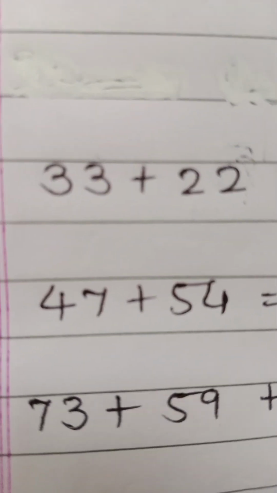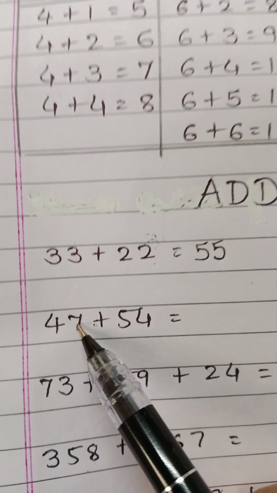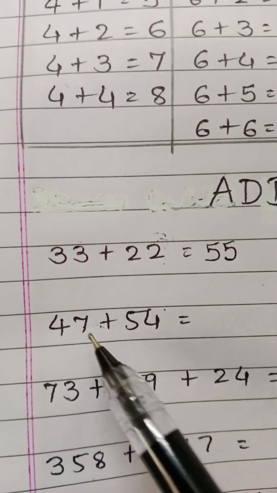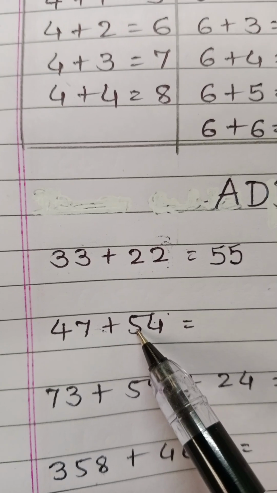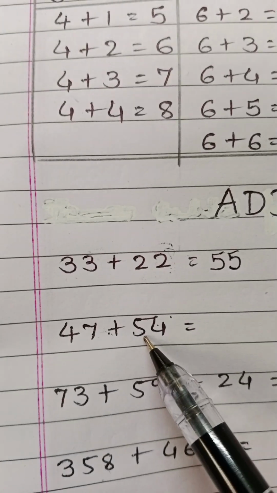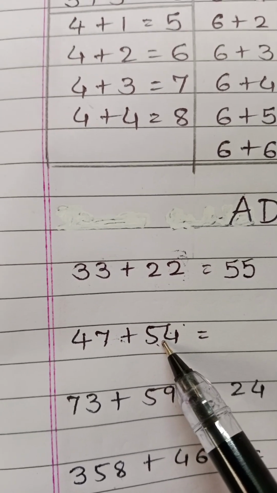47 plus 54. Now if you have a look here, in this 47, 40 is there and here 50 is there. So 40 plus 50, if you add, you know that 4 plus 5 is 9. So 40 plus 50 will be 90. And if you do 7 plus 4, that is 11.